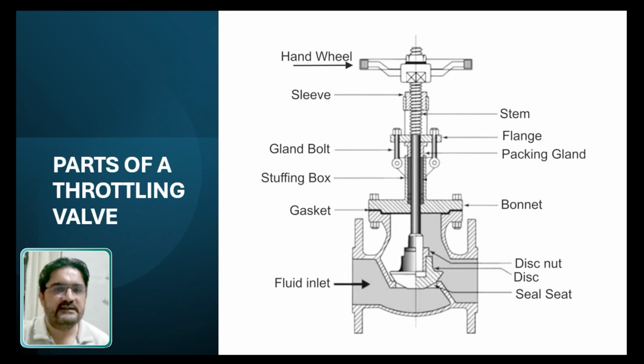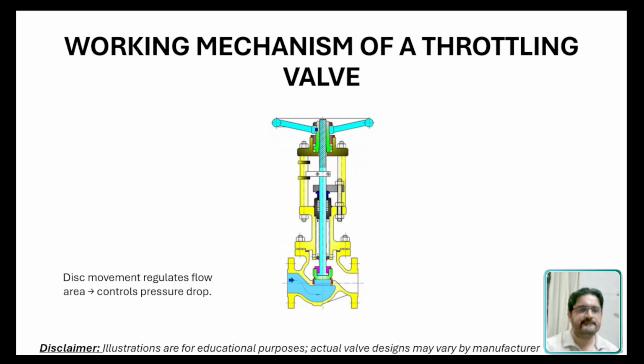So here's the typical construction of a throttling or globe valve. It consists of a hand wheel or an actuator, the stem, bonnet, the disc, and the seal seat. This is the seal seat where the disc rests. And the other parts like flange, backing gland, gland bolt, stuffing box, gasket, and this is the fluid inlet.